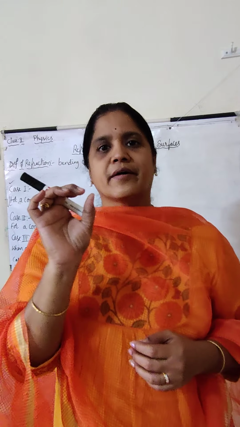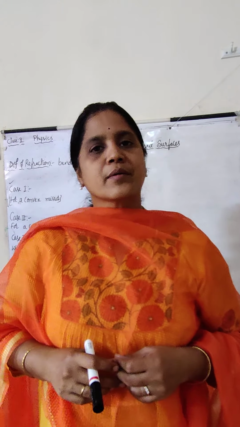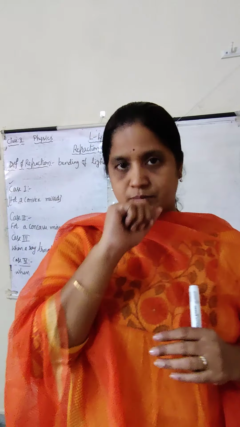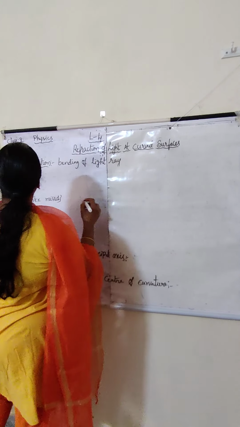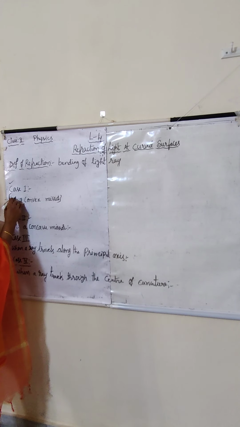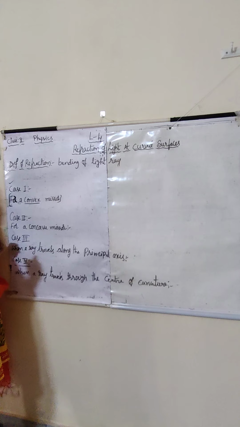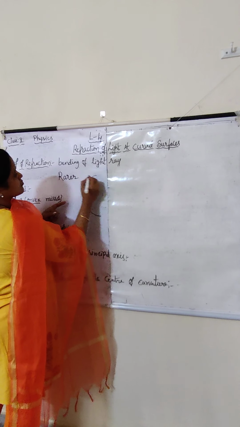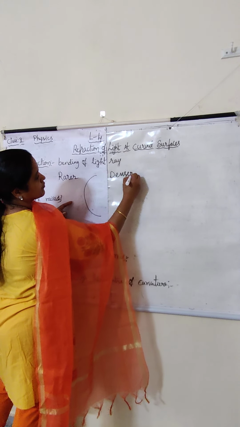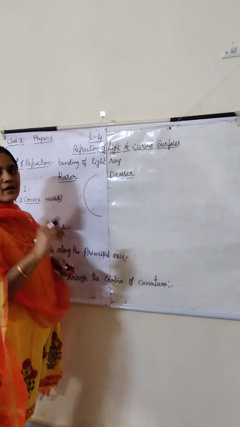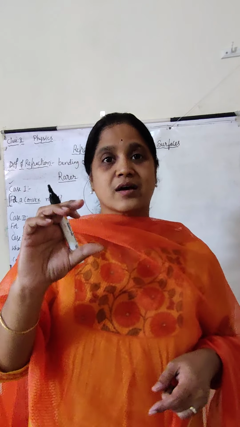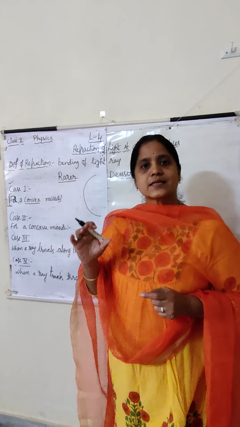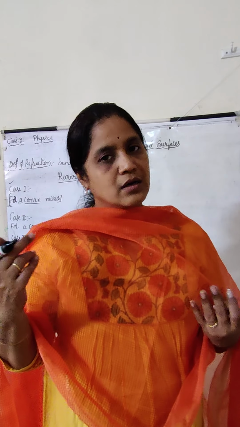We'll take the two mediums, rarer medium and denser medium. Rarer medium means the particles are very less, and denser medium means the particles are more. So here we'll discuss the case 1 for a convex mirror. When a light ray travels from the rarer medium to denser medium, here what are rarer and denser? A rarer medium means the density of the particles is very less. Whatever air particles, whatever may be, the density of the particles is very less. Denser medium means the density of the particles is more.